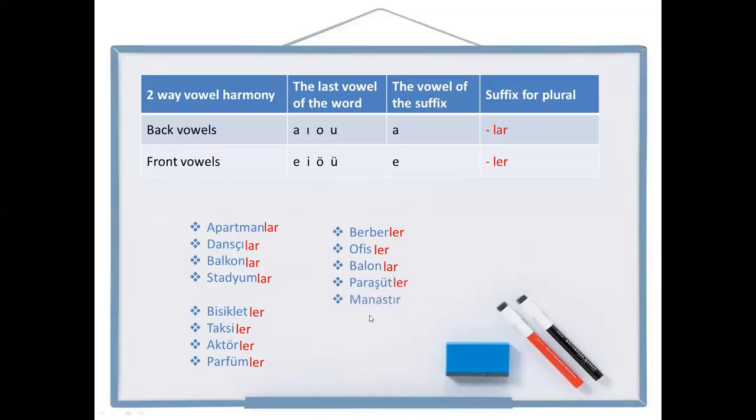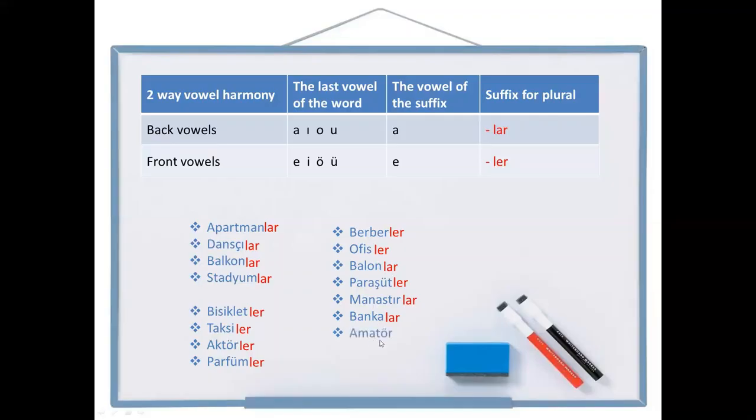And the next one is manastır, monastery. Last vowel is ı. It's a back vowel, so the suffix should be lar with a back vowel in it. And another one is banka, bank. The last vowel is a. It's definitely a back vowel, and it needs to continue with lar, bankalar.